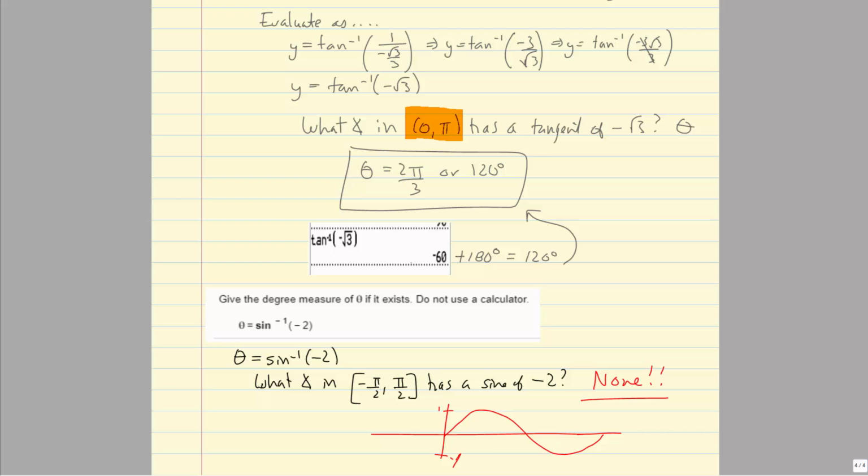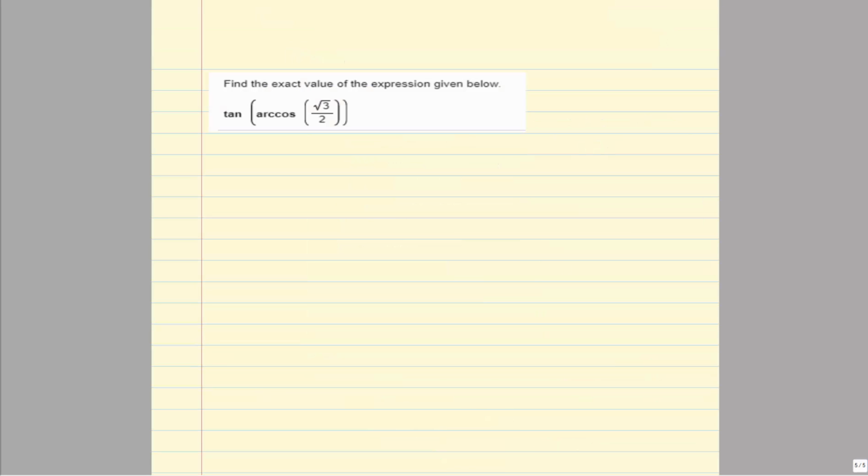Okay, let's go ahead and look at some more examples. Now these types of problems are some of the most fun to work, I think, because they're kind of like a puzzle inside of a puzzle. So we have to start on the inside of this problem and then kind of work toward the outside.